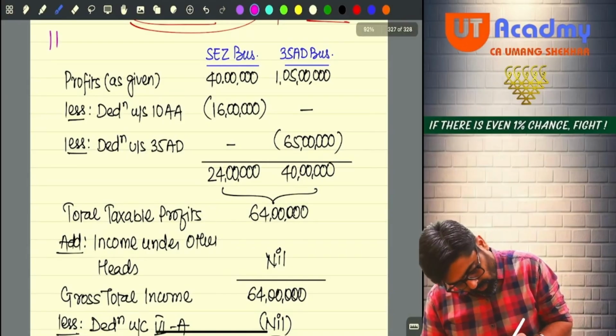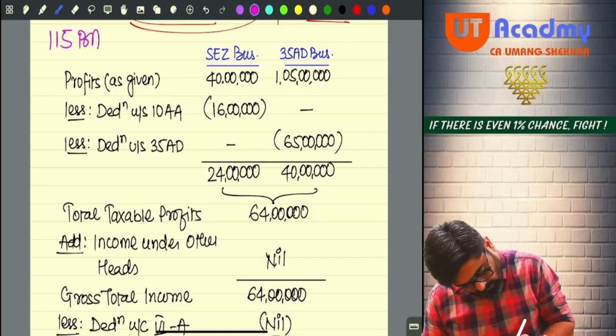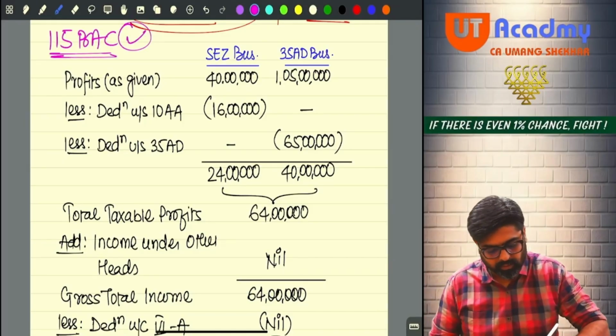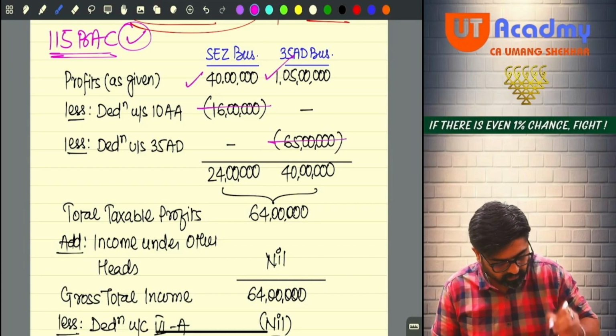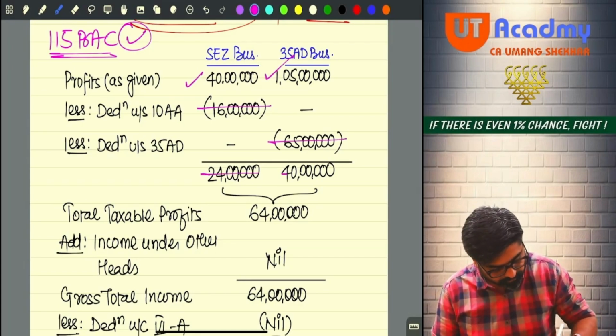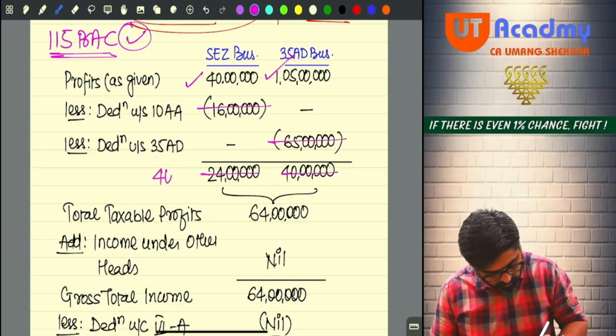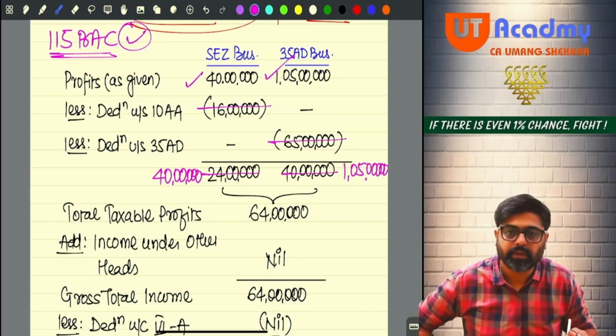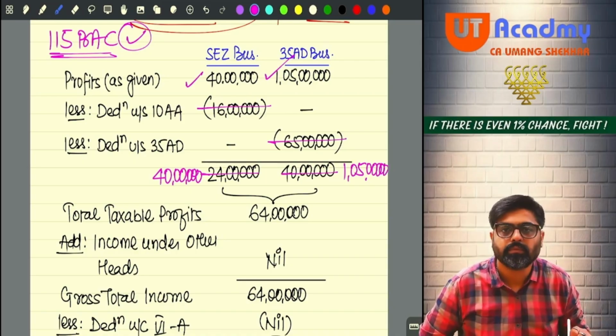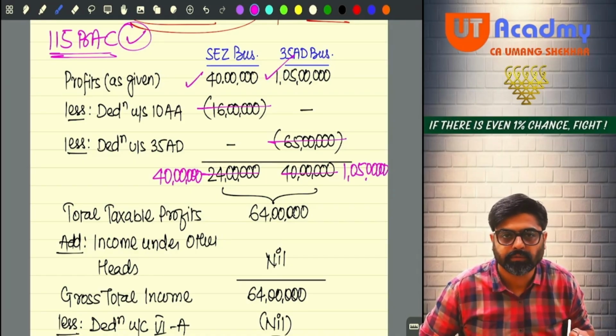If I don't follow 115BSC, no, if I follow 115BSC, okay. Now this will remain same, this will remain same. Will I get 16 lakhs? No. Will I get 65 lakhs? No. So can I say my profit here will become 40 and profit here will become 1 crore 5 lakhs only? Yes sir. 40 and 1 crore 5 lakhs.